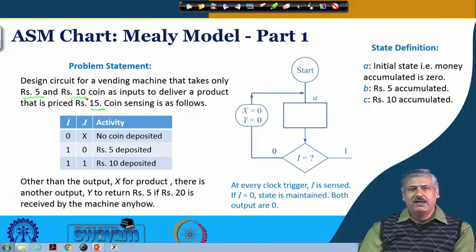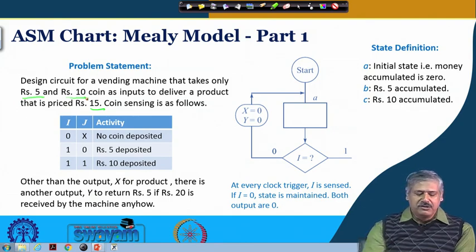And to sense the deposition of coin, the coin that is deposited in the machine, we have got two sensors, and the sensors are such that I is the sensor which just senses if anything is dropped or not.